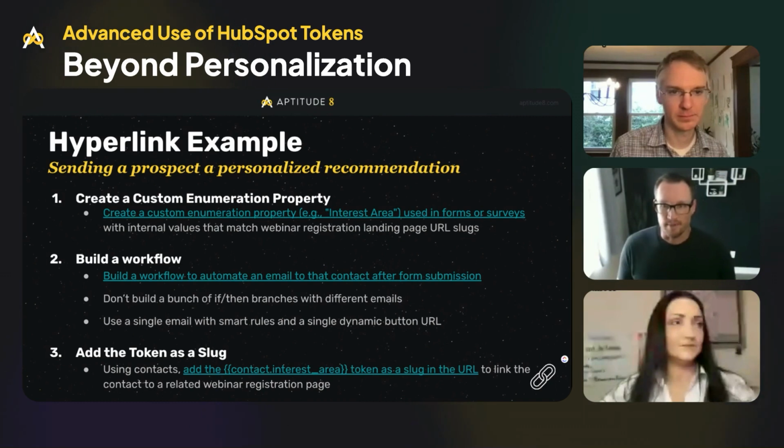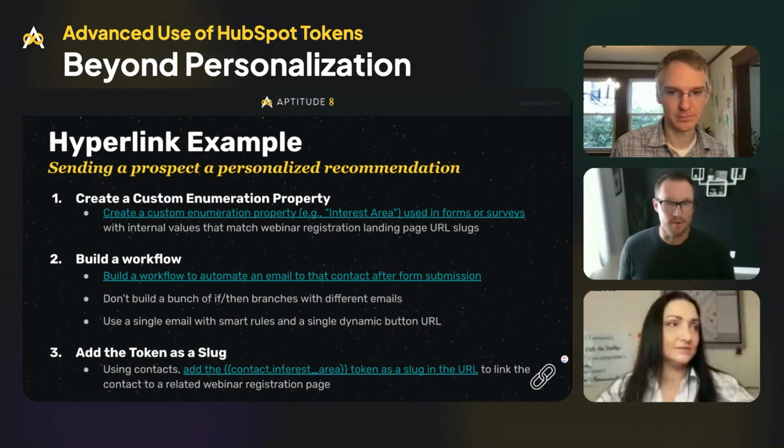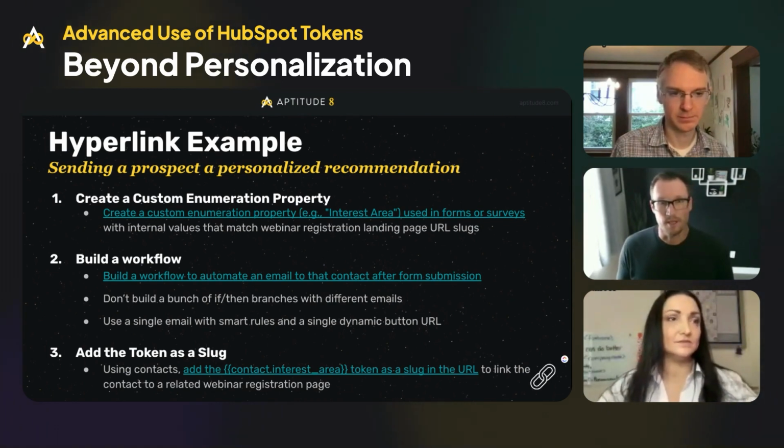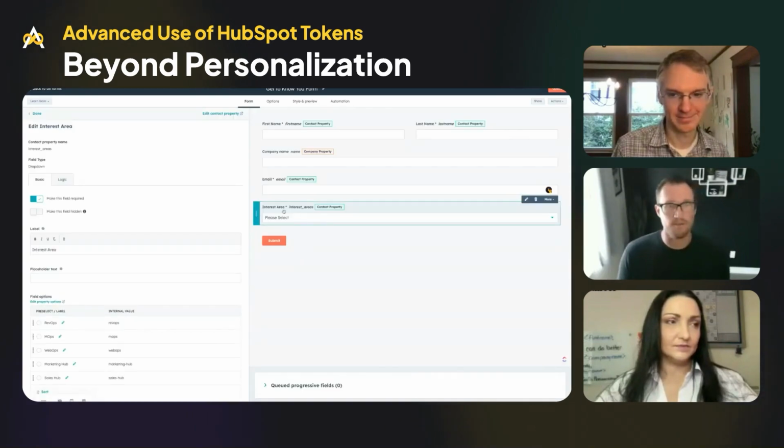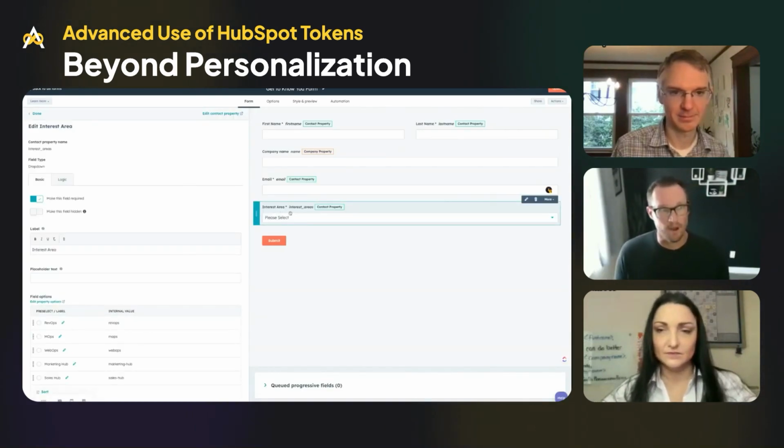And we don't want to do any of that because that's going to take a lot of time. It's going to be a lot of asset build. It doesn't make a lot of sense. And we can utilize a personalization token here using this interest area property to be able to dynamically change that URL based on what they submitted in the form. So we're going to create an enumeration property that we're going to plug into our form, and that's going to be this interest area property here.